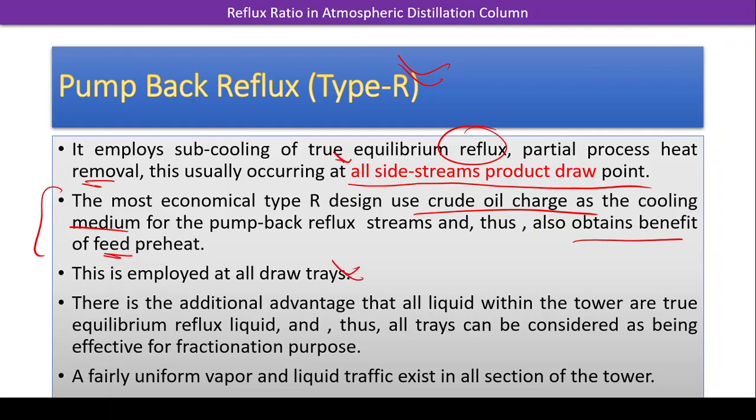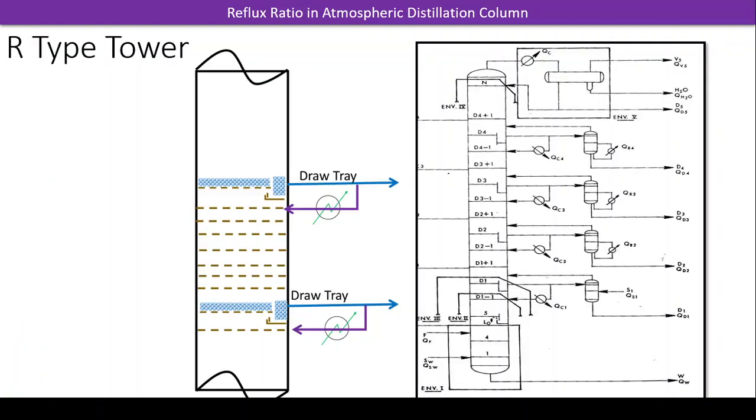It implies at all draw trays. There is the additional advantage that all liquid within the tower is true equilibrium reflux liquid, and thus all trays can be considered as being effective for fractionation purposes. A fairly uniform vapor and liquid traffic exists in the overall section of the tower. So that is the advantage here. Each and every tray is used effectively for fractionation. Number one, very low vapor liquid traffic. So there will be no problem with vapor liquid traffic, and also there are advantages for proper refluxes. Preheating of the crude oil is also possible.